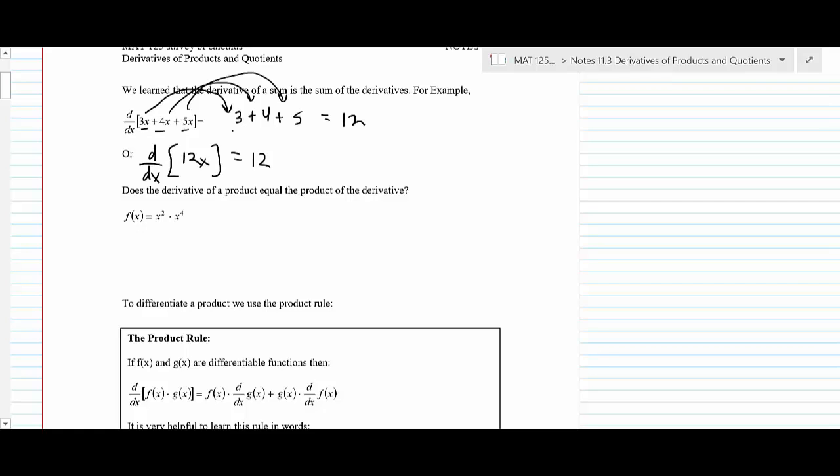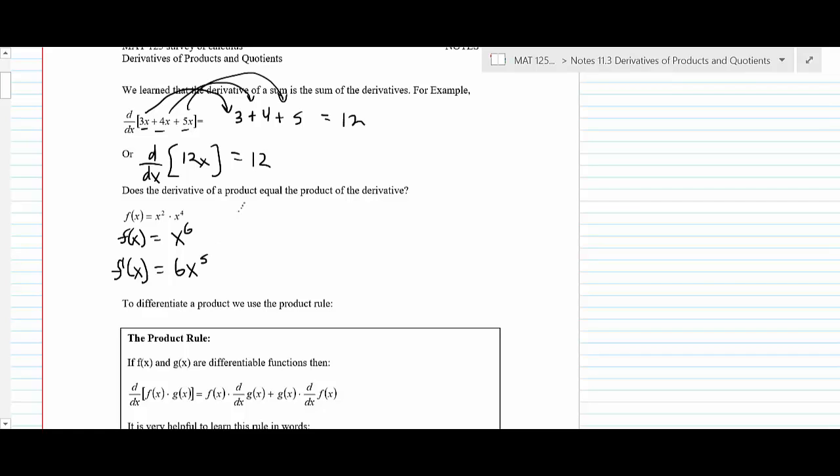So the question now becomes, does the derivative of a product equal the product of the derivatives? So let's take a look at two ways to look at this particular problem, okay? First of all, let's just write this as f of x. If you put that together, you'd have x to the 6th. When you multiply, you add exponents, okay? Now, tell me what the derivative of x to the 6th is. Okay, so we know that, okay? That's how you would do that problem, okay?